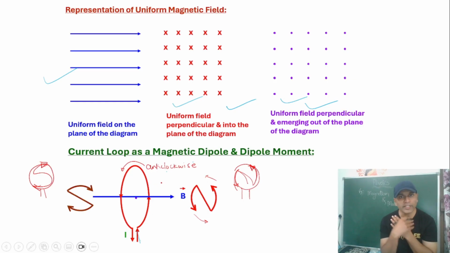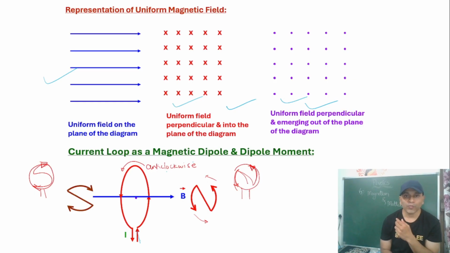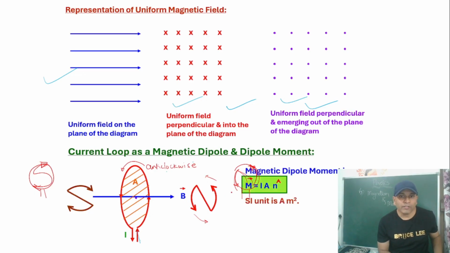On my side it behaves as a north pole, on the opposite side it will behave as a south pole. Whoever observes the loop from a side where the current is clockwise, on that side it will behave as a south pole, and the one observing anti-clockwise will say it is a north pole. And the area of cross section is this one for this loop. The area was calculated, and the magnetic field is calculated, and through that we can find out the magnetic dipole.